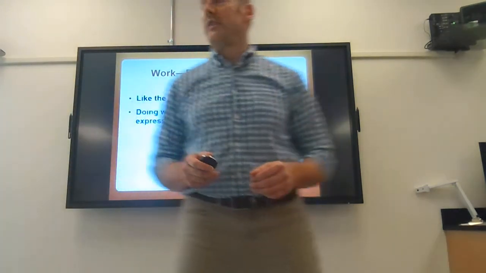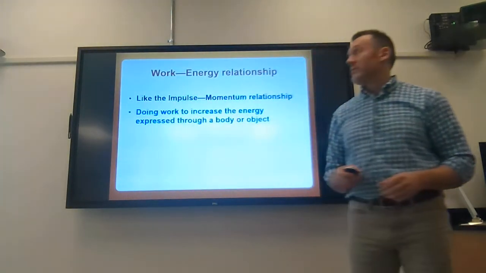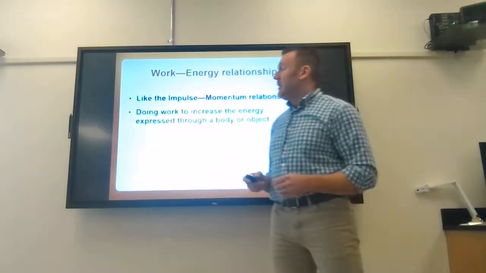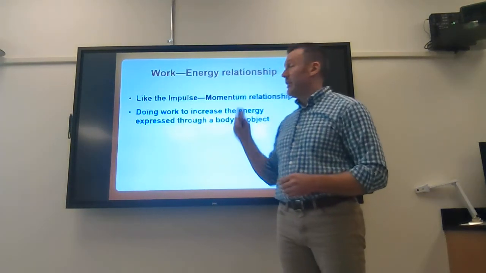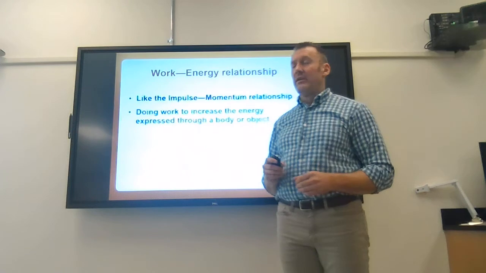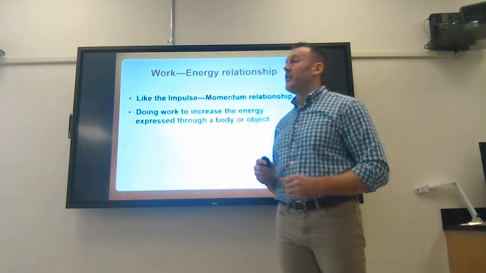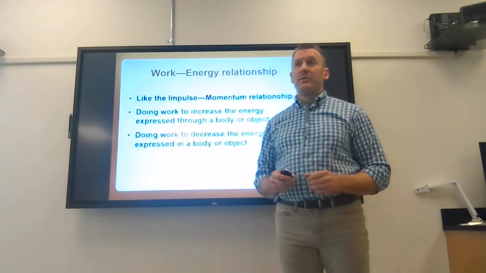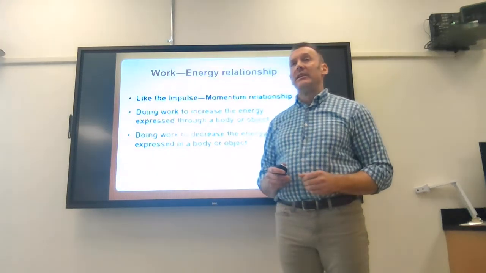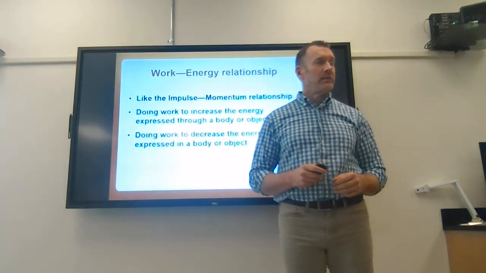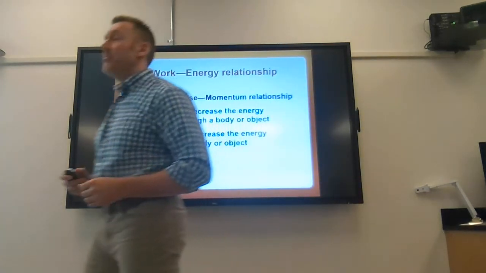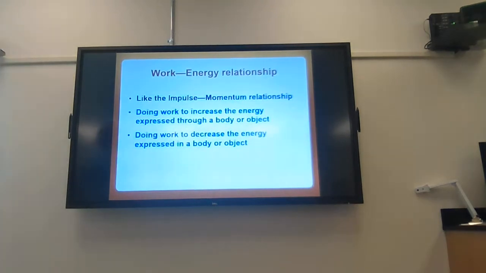We can do work to increase the energy expressed through a body or object. Just like in chapter three, where we talked about applying an impulse to increase momentum, we can apply work to a body or object to increase the energy expressed. We can also do work to decrease the energy expressed through a body or object. A lot like impulse momentum, when we land from a jump, we absorb impact over a period of time to bring our bodies to a stop.